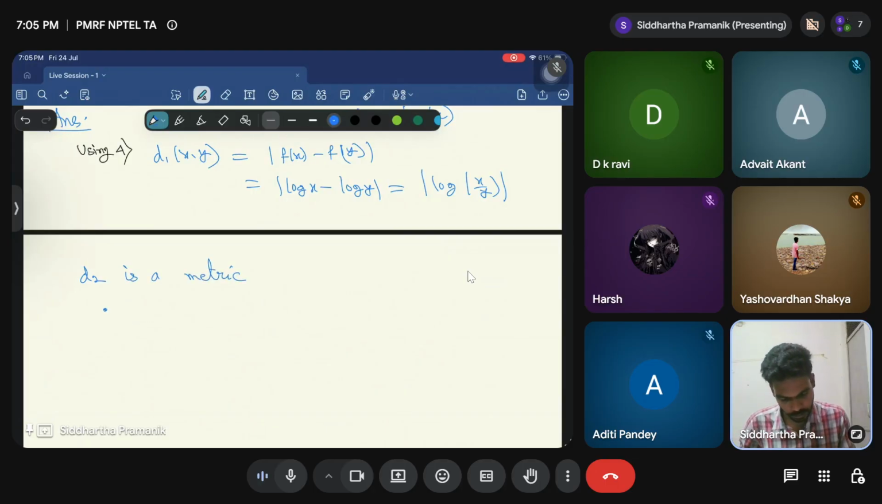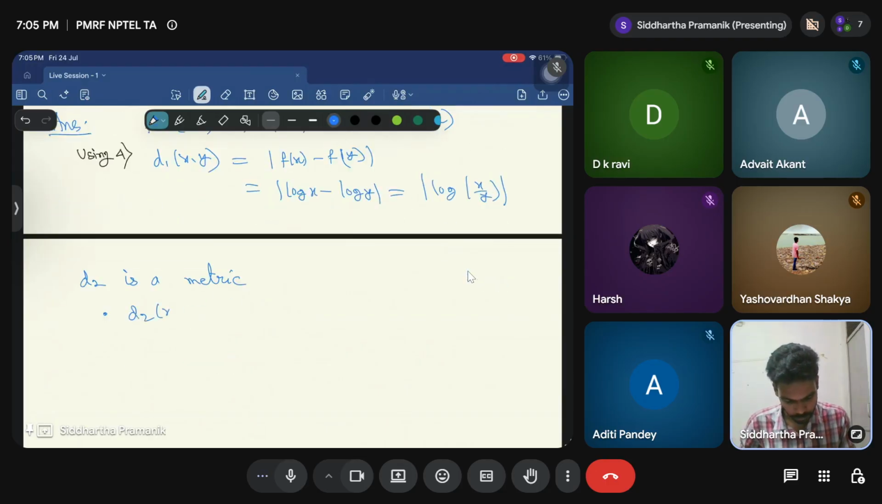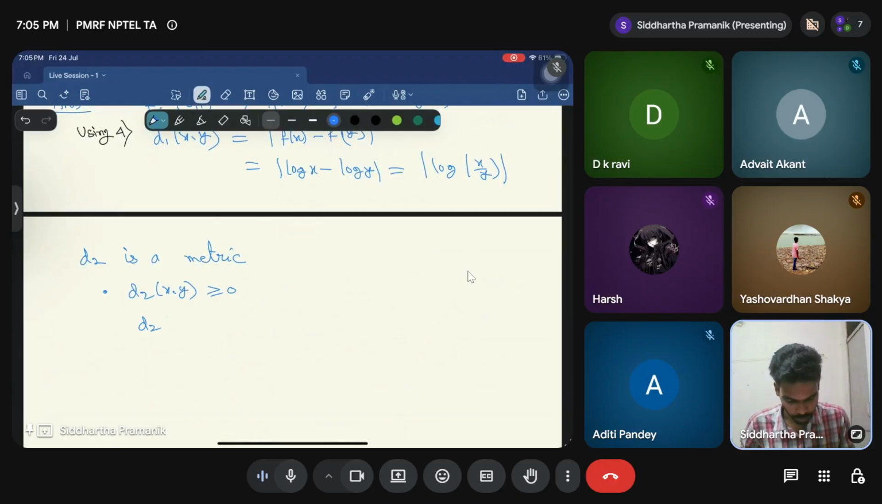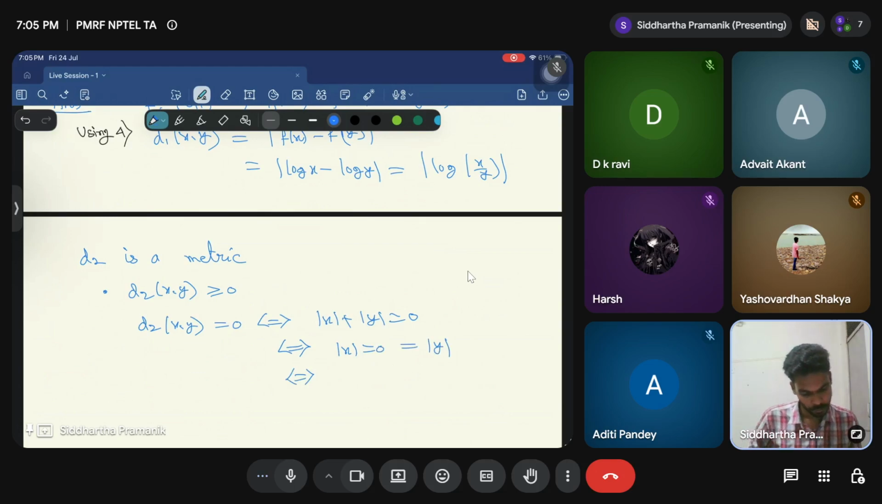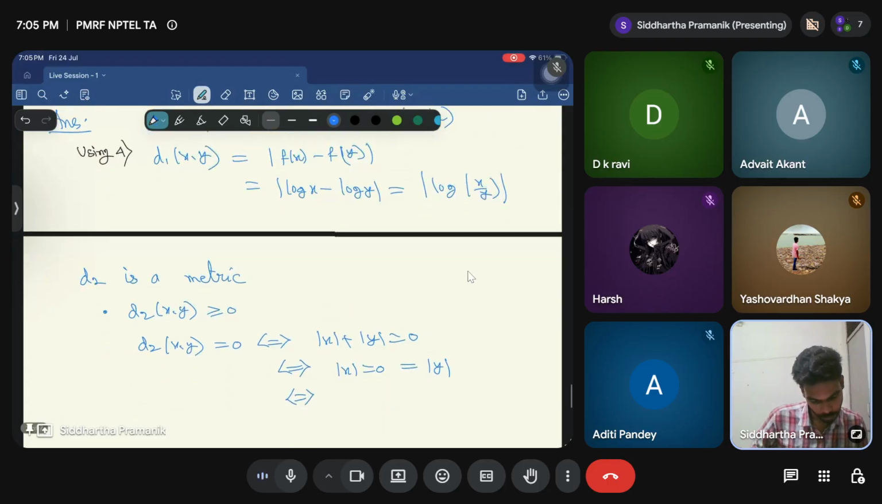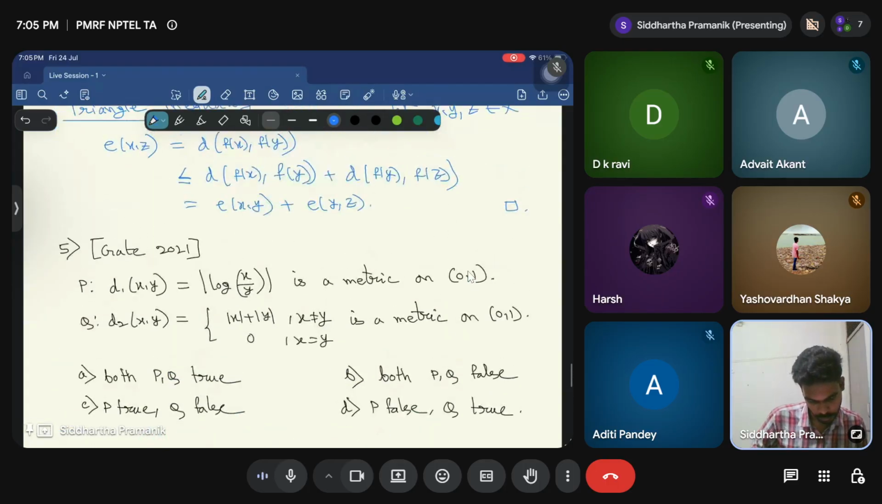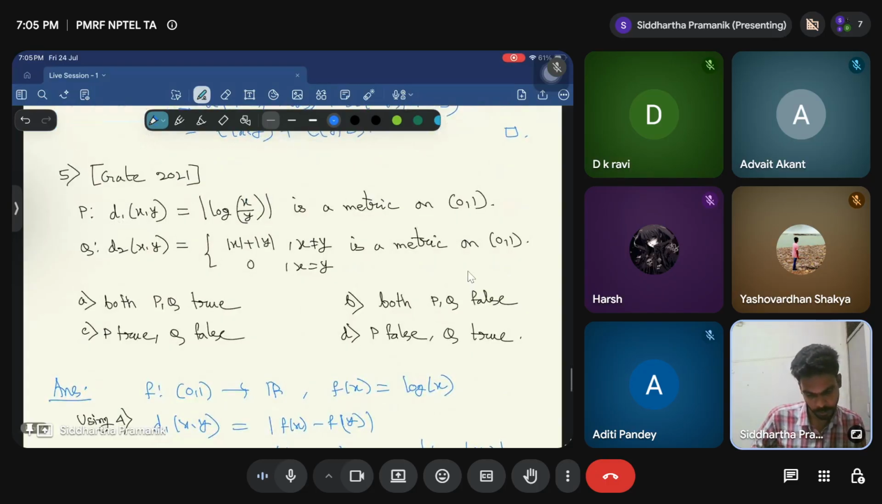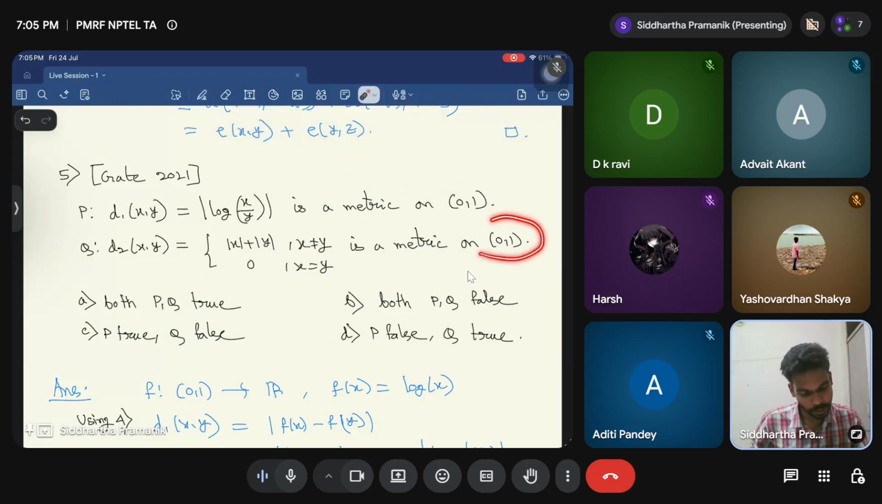So let me quickly check the axioms. D2 of x,y is clearly non-negative because it's just modulus. But what happens when D2 of x,y is 0? That means mod x plus mod y is 0. And this will be true if and only if mod x is 0 as well as mod y is 0. But sorry, I think D2 is not a metric because our set is open interval (0,1) and 0 is not in this set.